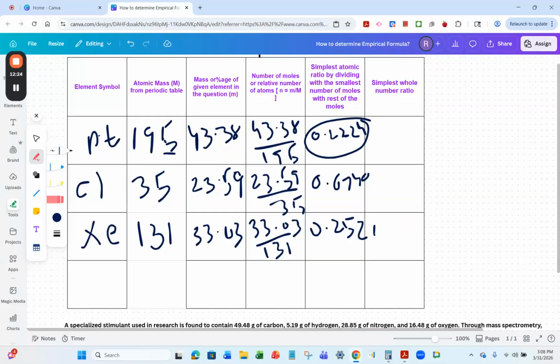You will divide the smallest number of moles with the rest of the number of moles. Obviously, it will divide with itself. I will use a different color. 0.224, which is equal to 1. 0.224, which is equal to 3. So it's a whole number.